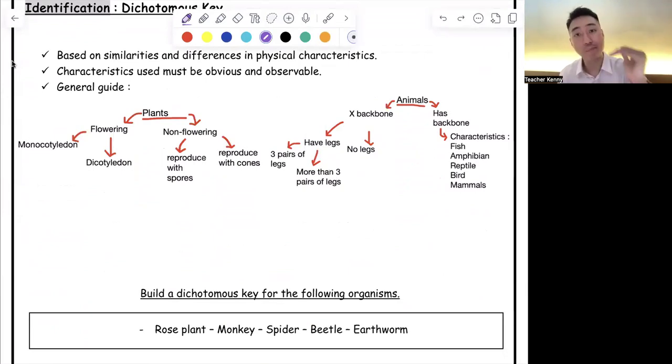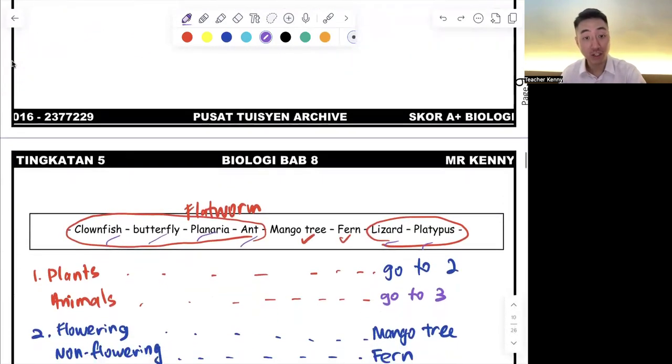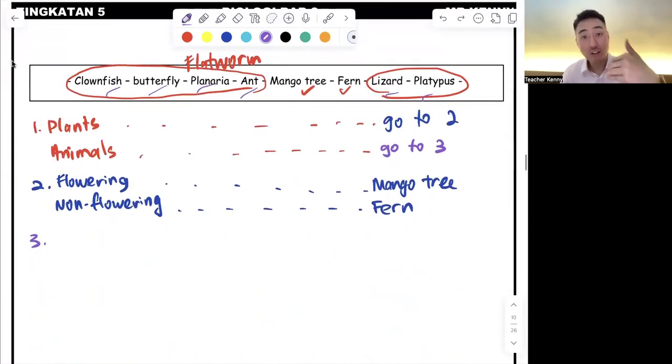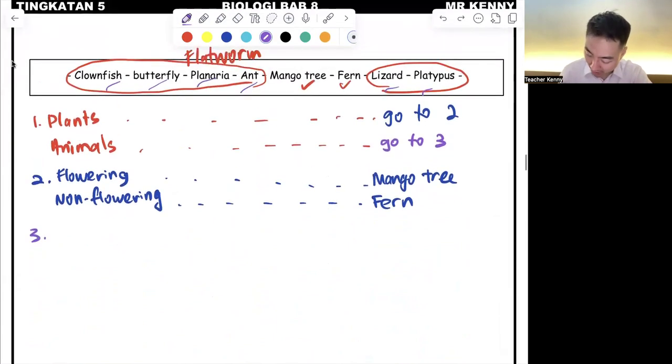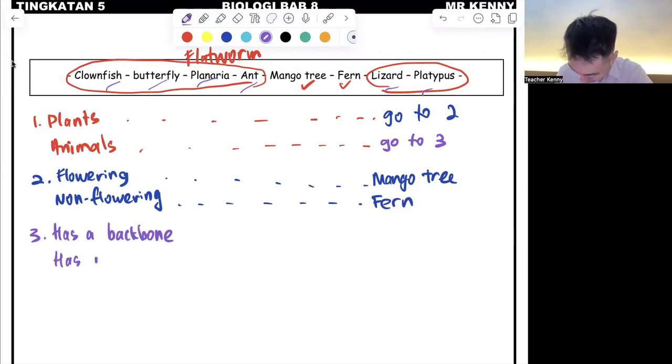For animals, you split to the next one. You ask whether they have a backbone or no backbone. You can put vertebrate or invertebrate, or we say has a backbone, has no backbone. Teacher, if I put vertebral column, can? No problem. So has a backbone, has no backbone. Now we split them.